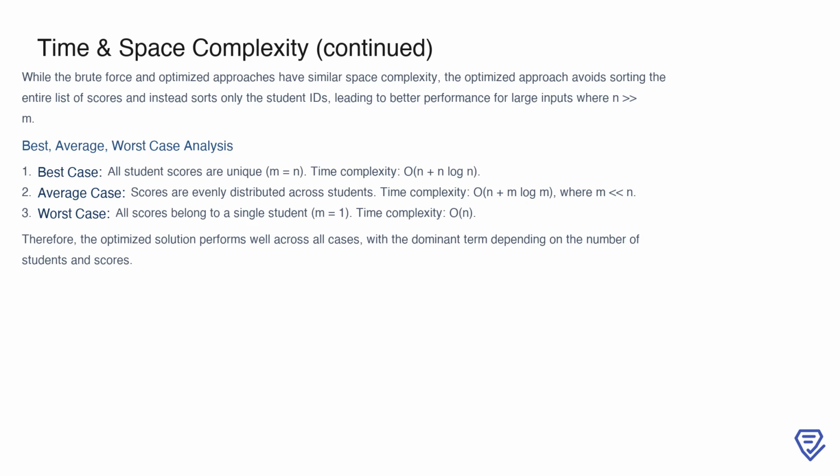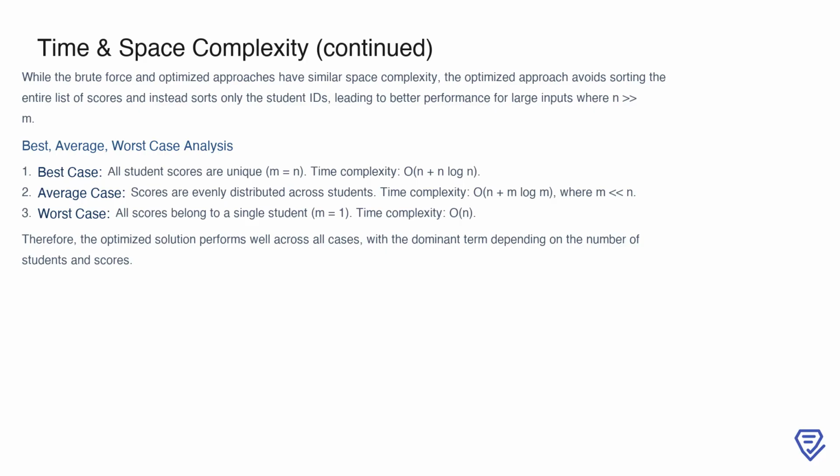Although both the brute force and optimized solutions share a similar space complexity, the optimized approach is significantly faster because it avoids sorting the entire list of scores. Instead, it sorts only the student IDs, which is particularly beneficial when the number of students, m, is much smaller than the number of scores, n.